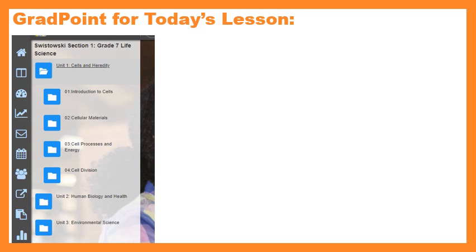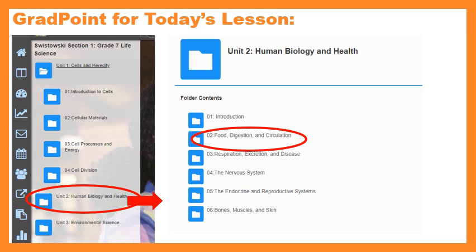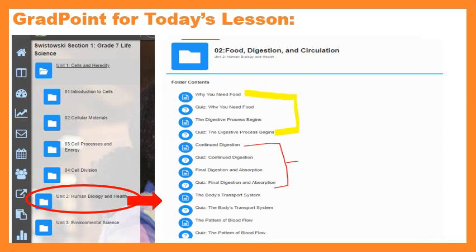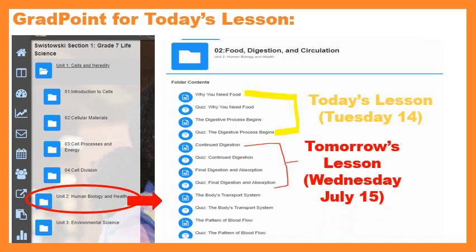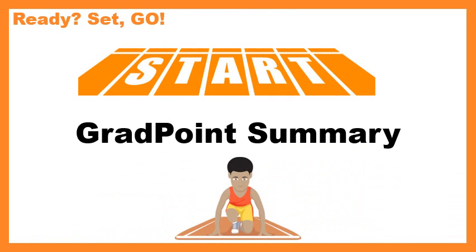All right, getting into today's lesson, we're done with Unit 1, so please click on Unit 2. You should get a screen like this. We're done with the introduction. I need you to click on folder 2, Food, Digestion and Circulation. And don't panic because it is a ginormous folder. But we're only working on Why You Need Food and the Digestive Process. And tomorrow's lesson will be continued digestion. All right, let's get started on our GradPoint summary.